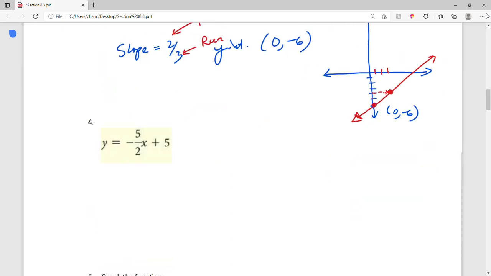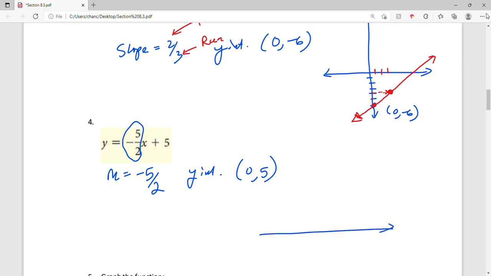In question 4, it's really cool that this thing is already in slope-intercept form, so I can write down the slope. That's -5/2. Whatever is in front of the x is going to be the 5/2 in this case, which is our slope. Our y-intercept is the point (0, 5). And now we can graph this line.